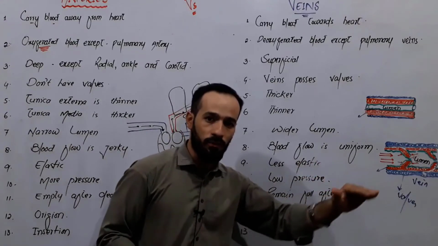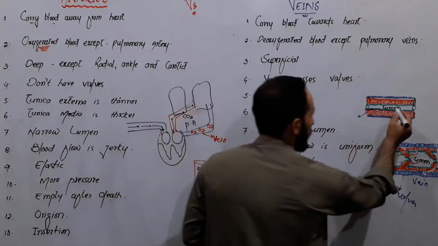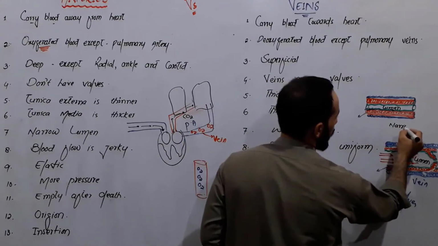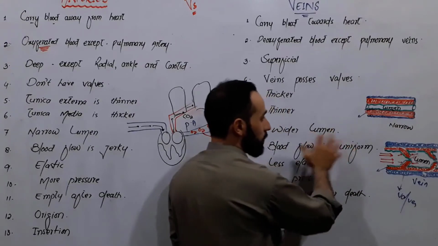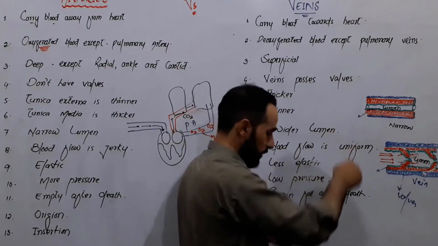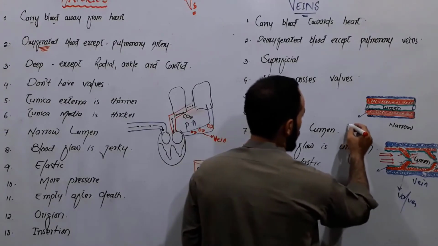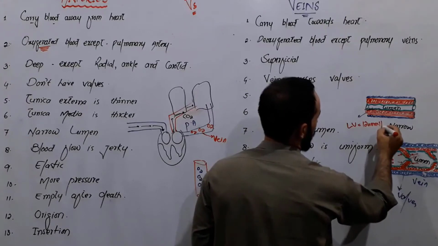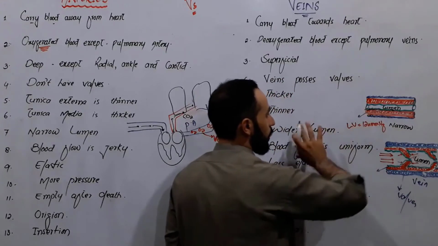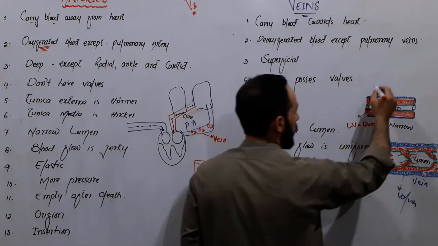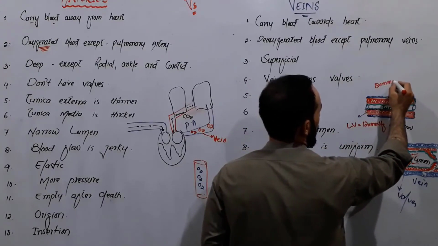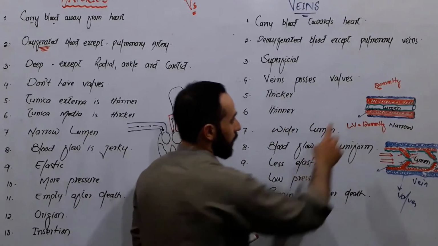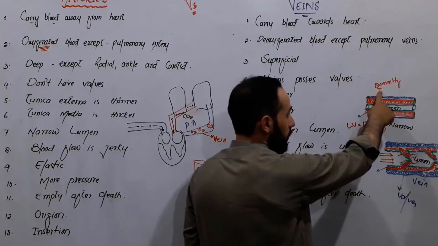The next difference is that in arteries the blood flow is jerky and in veins the blood flow is uniform. How? As we know, the lumen of the arteries is narrow, and from the backside the heart is applying more pressure on the blood vessels, as the pressure of our LV is 120 mm Hg, and the pressure with which the arteries push the blood is about 80 mm Hg. This is a very large pressure on the blood.